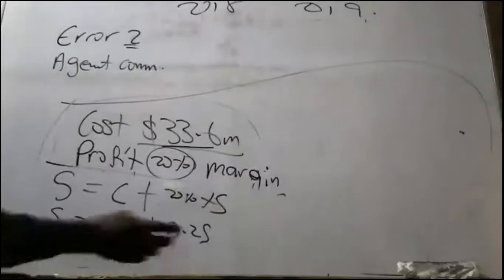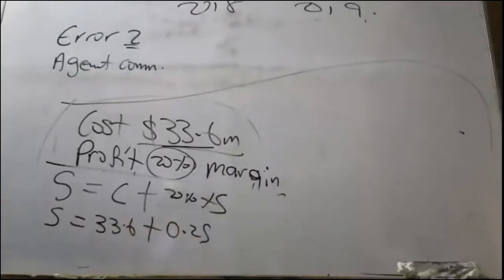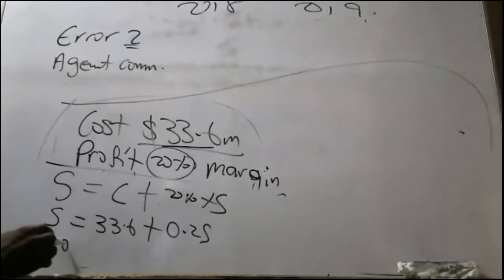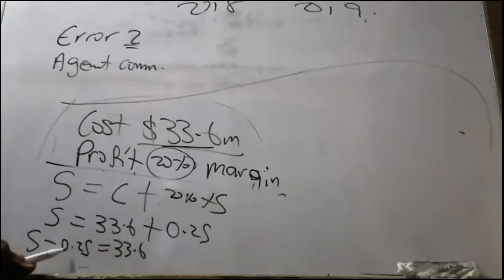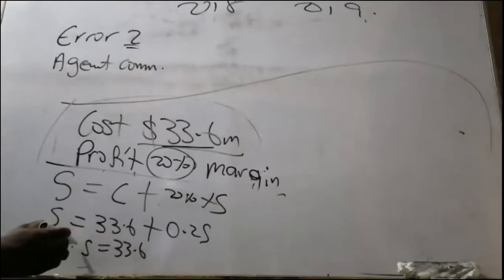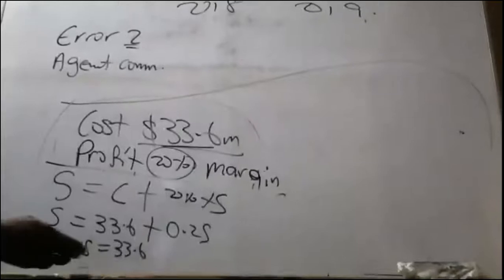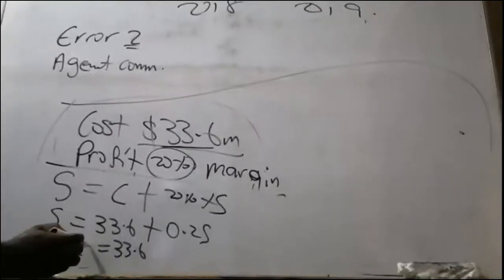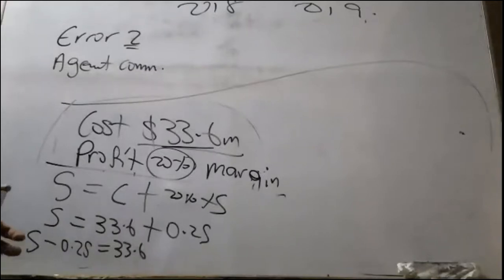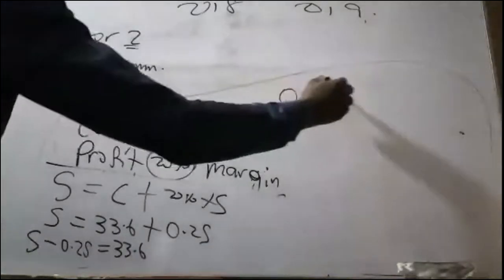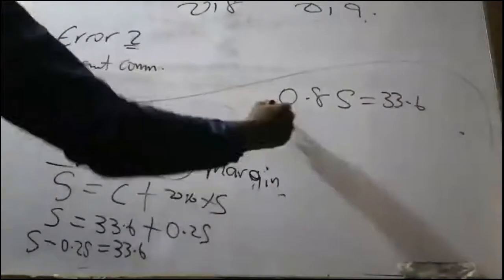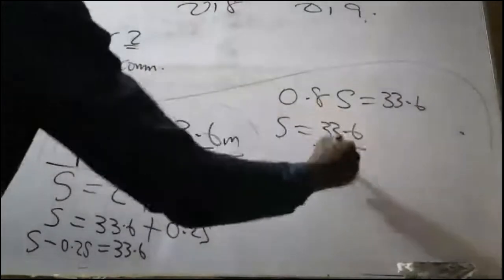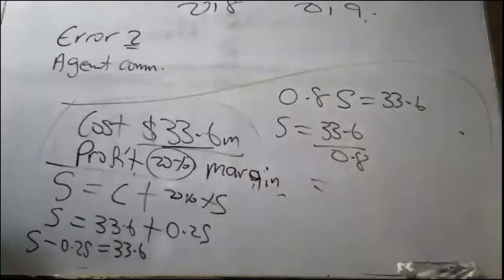So make S the subject. So this S must visit his friend here, right? Okay, so come and visit your friend. If you come, it will be S minus 0.2S, which is equal to 33.6. S minus 0.2S, what will be the answer? That should be 0.8S, right? So let me continue. 0.8S is equal to 33.6. So therefore, S is equal to 33.6 divided by 0.8. Answer. You get the same thing.